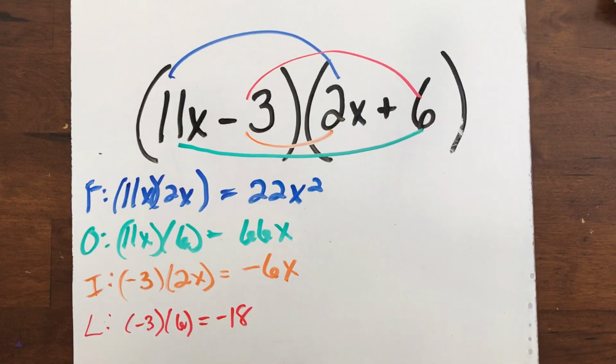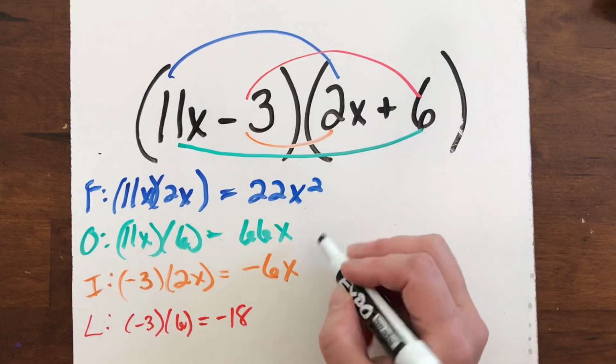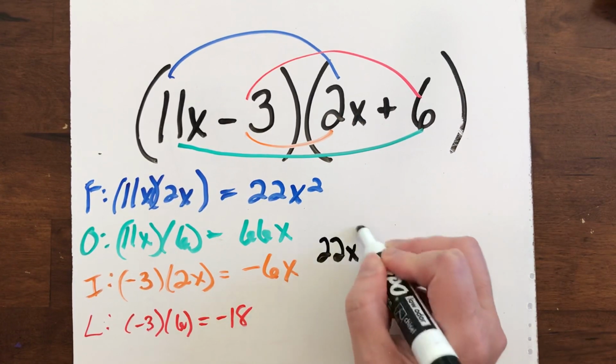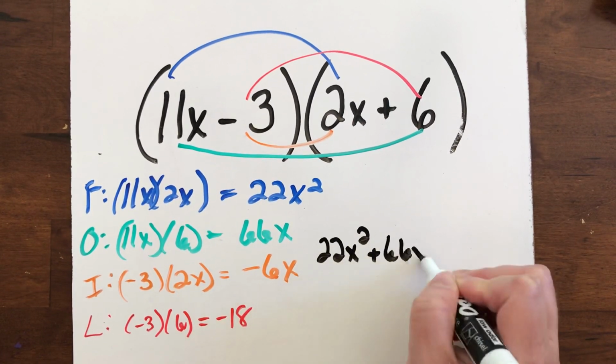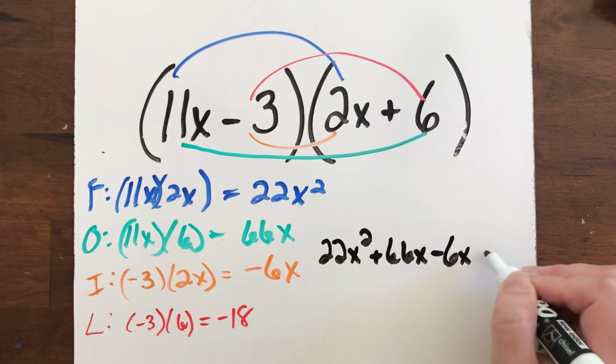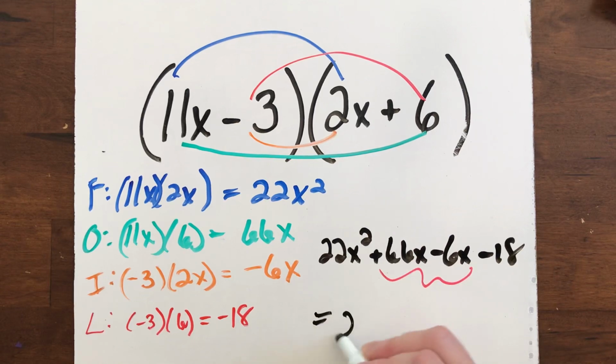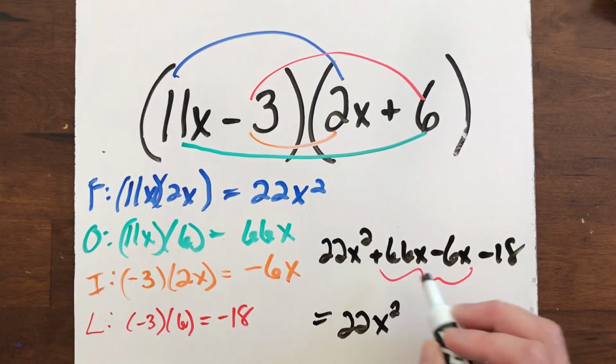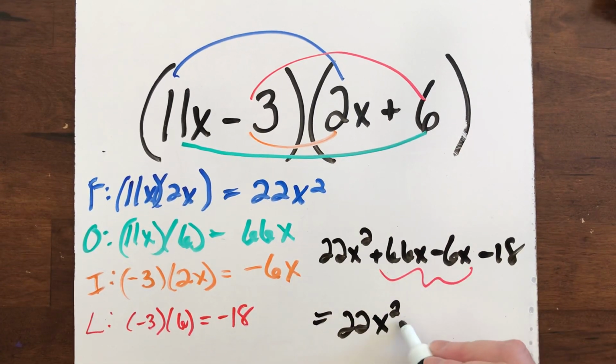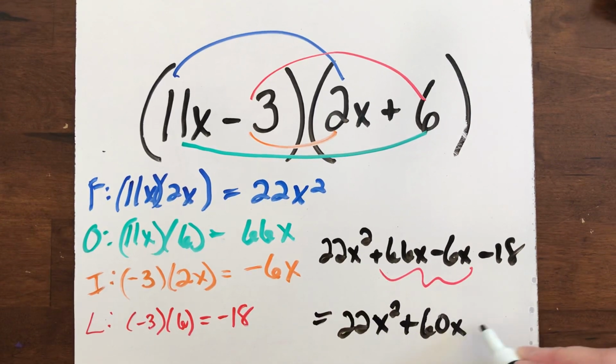Okay. Now, when I put all this together, I'm going to have 22x squared plus 66x minus 6x minus 18. Now, what can I combine? Right here. Usually 9 out of 10 times you can combine that middle. So your final answer would be 22x squared, 66x minus 6x is going to be a positive 60x, minus 18. And that's your final answer.